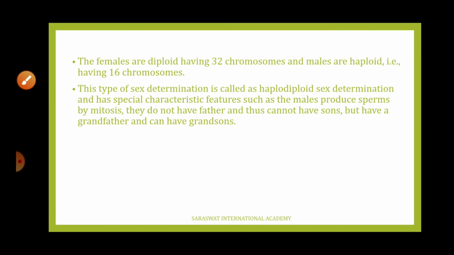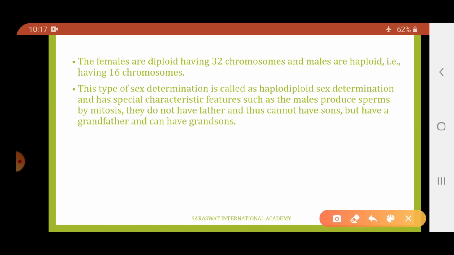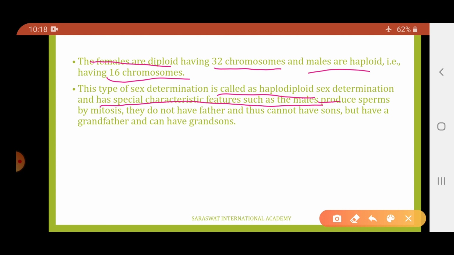Now students, we are talking about the honeybee. The females are diploid, they have 32 chromosomes, and males are haploid, that is, they have only 16 chromosomes. This type of sex determination is called haplodiploid sex determination and has special characteristic features, that is, the males produce sperms by mitosis. Why? As the males are haploid, they always produce the sperms by the process of mitosis.